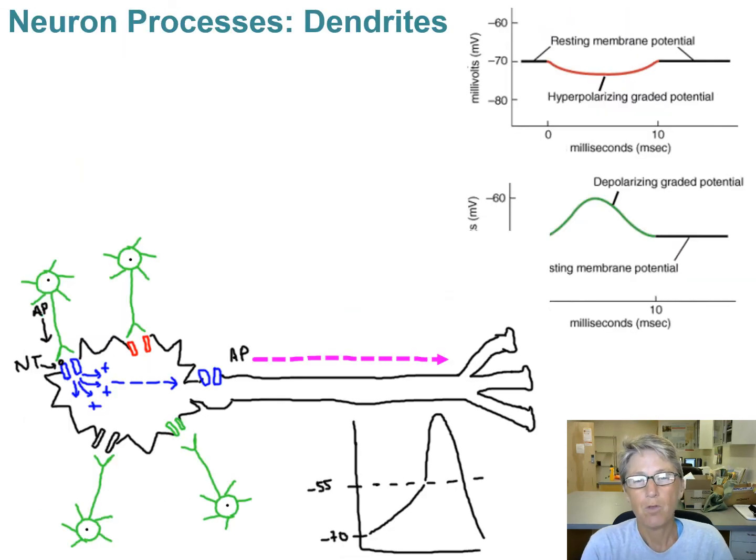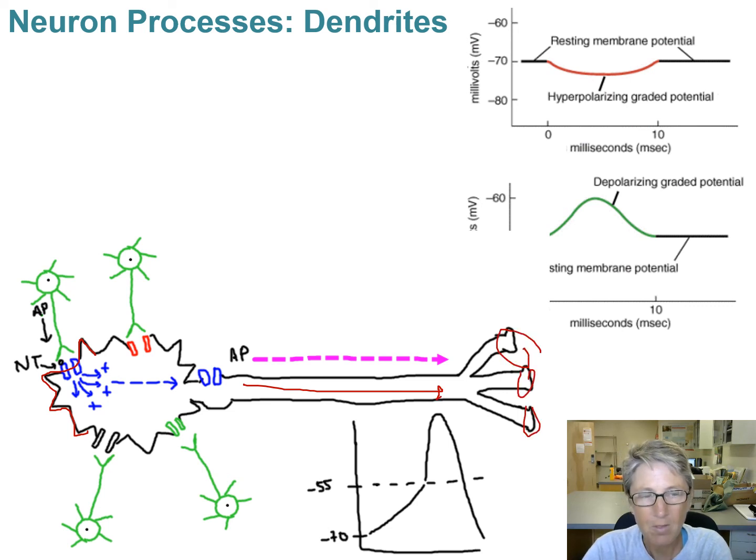So I want to review something before we get into the eye. I talked about this topic, neurons and their processes, when we started the nervous system. So this is my neuron of interest. Here, these black things are the dendrites. Here's the axon. Here's the axon terminals. And then these green things are other neurons synapsing with the major neuron.